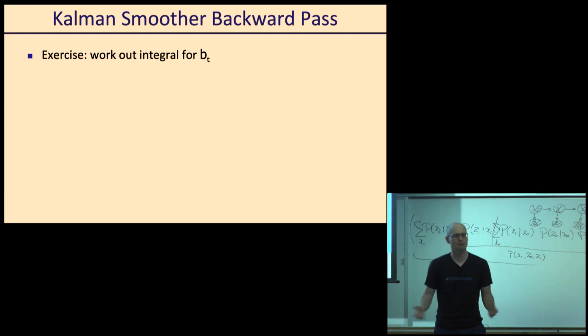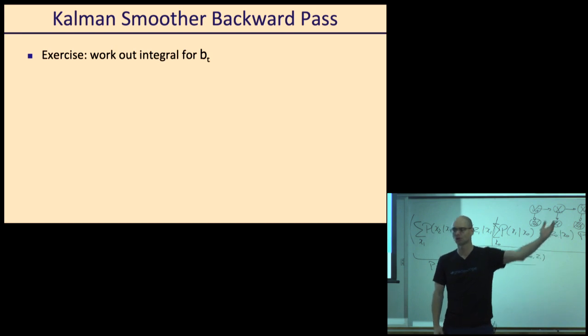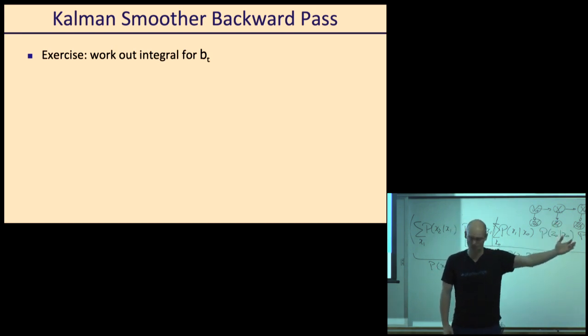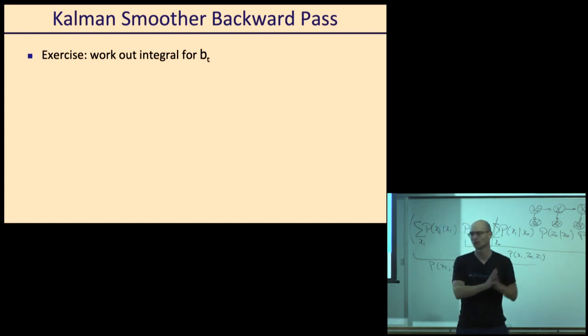Well, will it not be pronounced at all? At the very end. Because at the very end of your time sequence, the smoother and the filter use the exact same information, and they should have the same estimate. Otherwise, something funny going on. I mean, there might be some numerical things going on, but overall, they should have the same estimate because they use the exact same information to get the estimate at the last time slice.